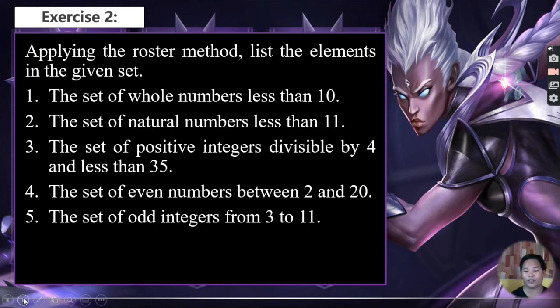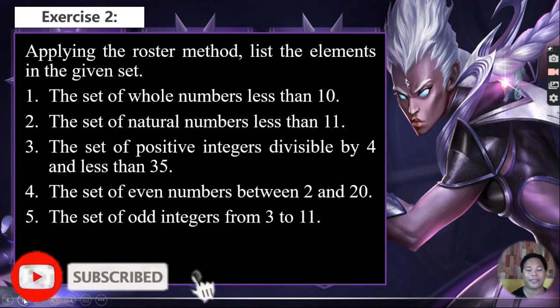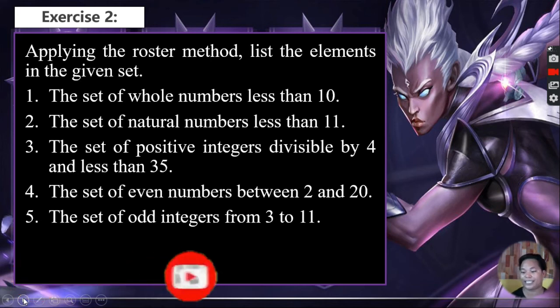Applying the roster method, we're going to list the elements in the given set. So na-discuss po natin, we have two ways in describing a set. And these are the roster method and the rule method. So in roster method, we describe the set by listing the elements that belong to the set po. Or we can write the set using the rule method by describing it using a brace and a statement po.